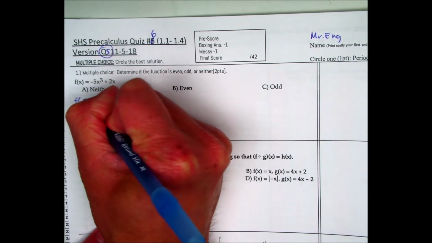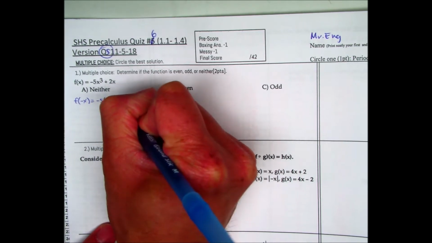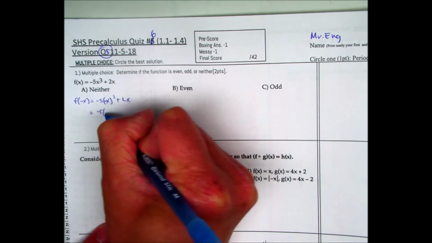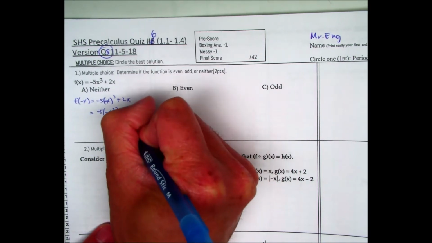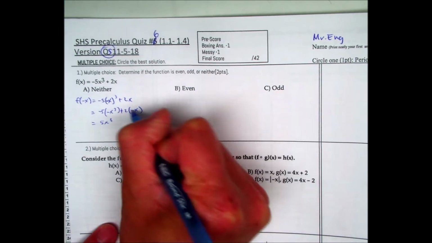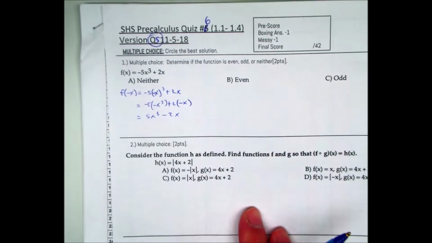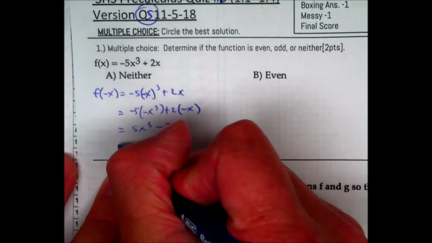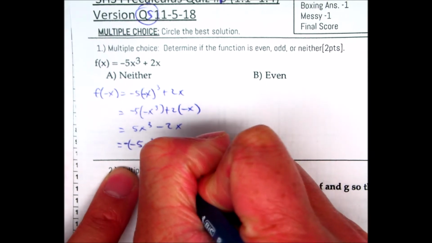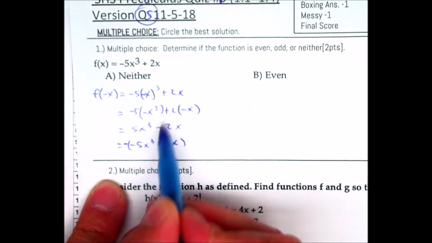So here you're going to put in negative x. That's a negative. And then negative x times negative x times negative x is negative x cubed. Oops, forgot to put the negative x here. Negative times negative is a positive, and this becomes negative 2x. So here this doesn't look like the original one, but if you factor out a negative, remember that's a positive and then becomes a negative.